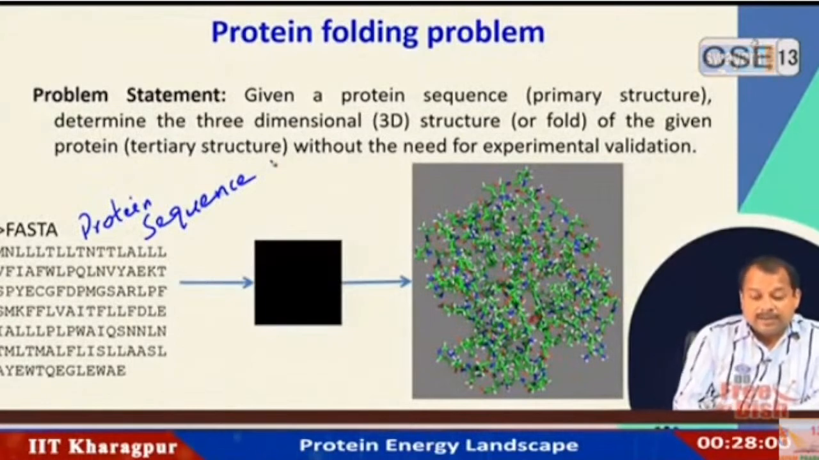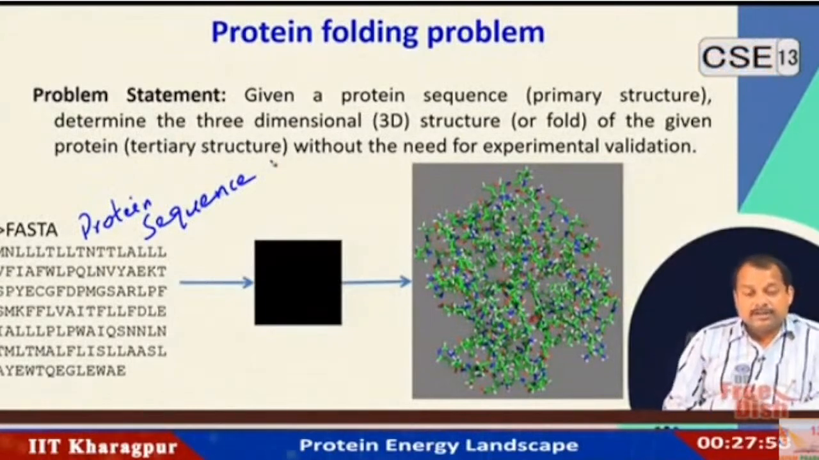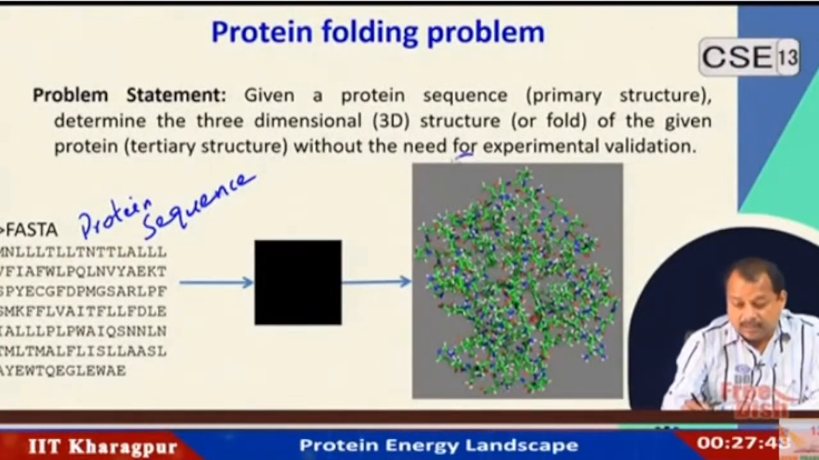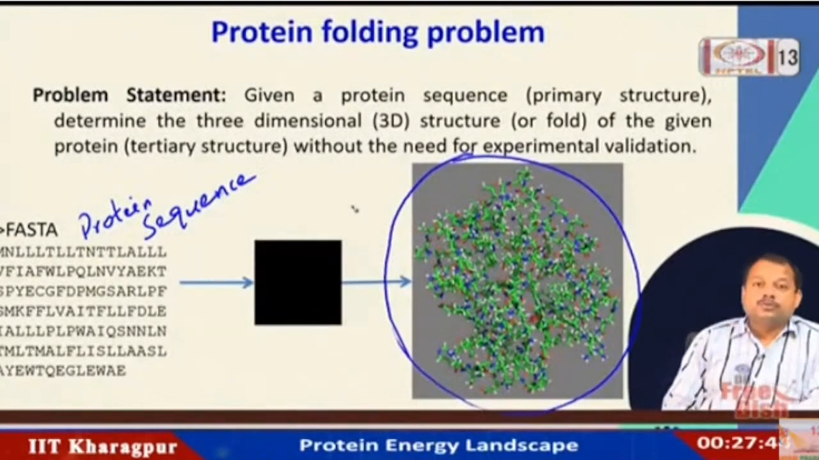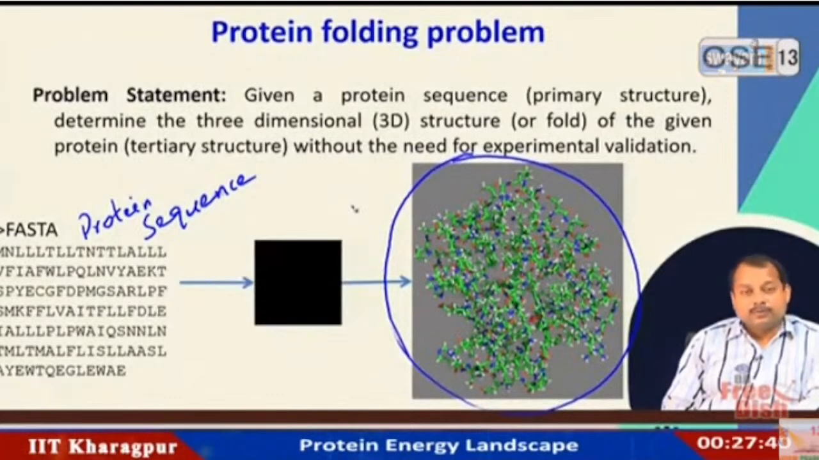Now, if there exists one black box, which is basically a computational technique or a software tool that will take this FASTA as an input and give me this 3-dimensional model as an output, that is my requirement. That is the protein folding problem.